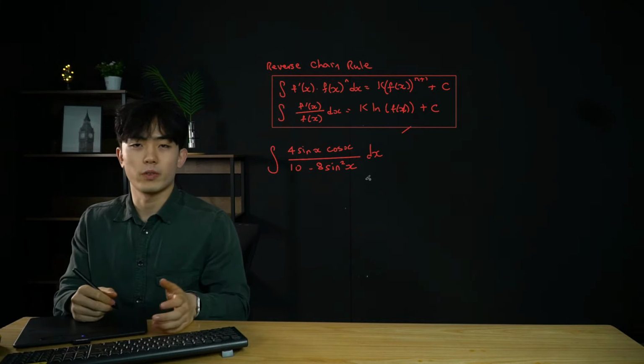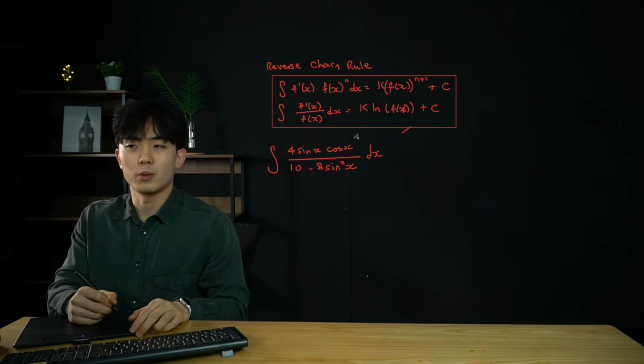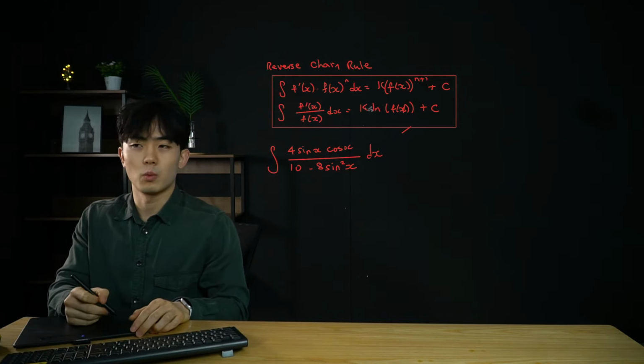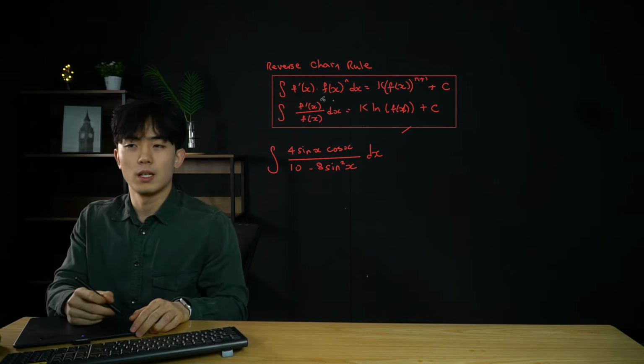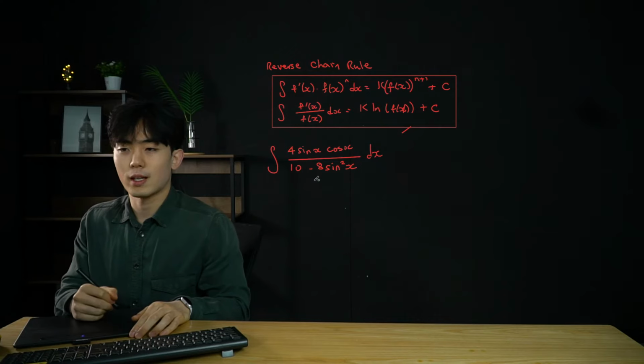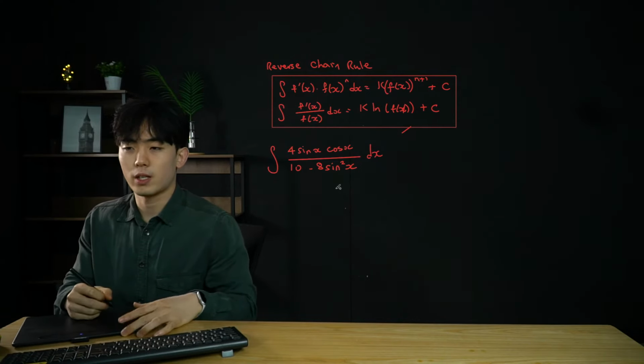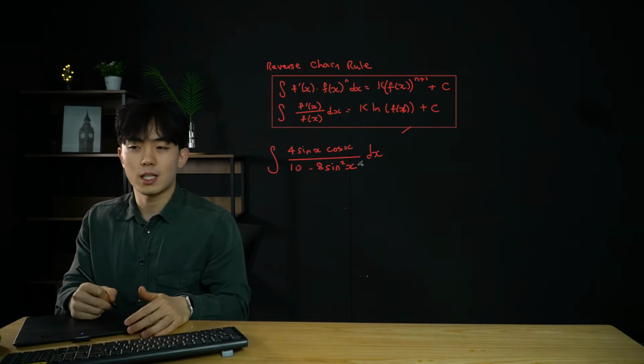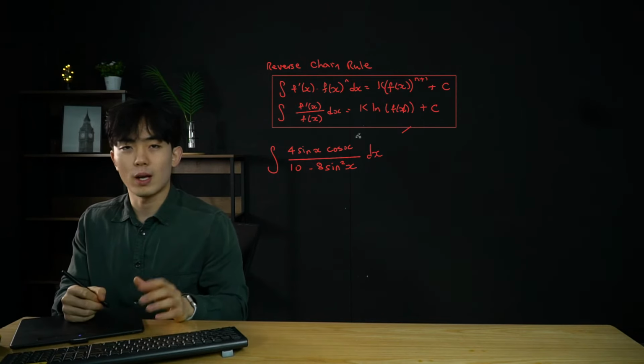Okay, the next integration we're going to look at is the reverse chain rule. For the reverse chain rule, we want to try and identify one of these two patterns I've written up here. Either the derivative of the function times the function to the power of n, or the derivative of a function over that function is going to give us one of these two integrals. So that's what we're going to try to find. So let's look at the first question here. There's 4 sin x cos x over 10 minus 8 sin squared x. At first glance, it seems kind of tricky and we don't know where to start.